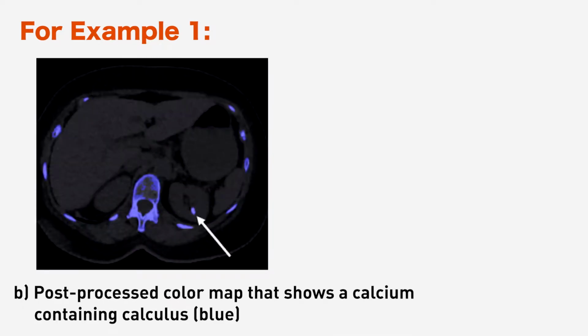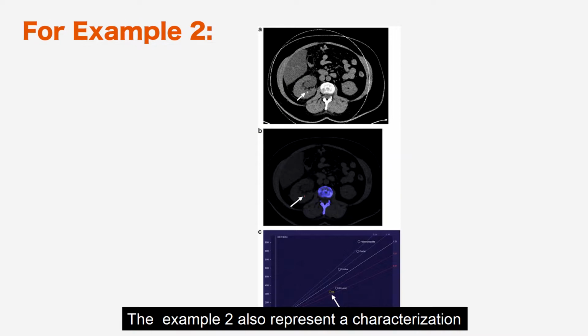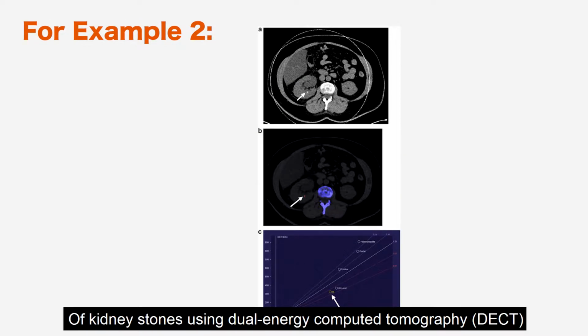B is the post-processed color map that shows a calcium-containing calculus in the left kidney, and it is colored in blue. Next, the picture in C represents a dual energy plot which confirms the composition of the stone. Example 2 also represents characterization of kidney stone using dual energy computed tomography.